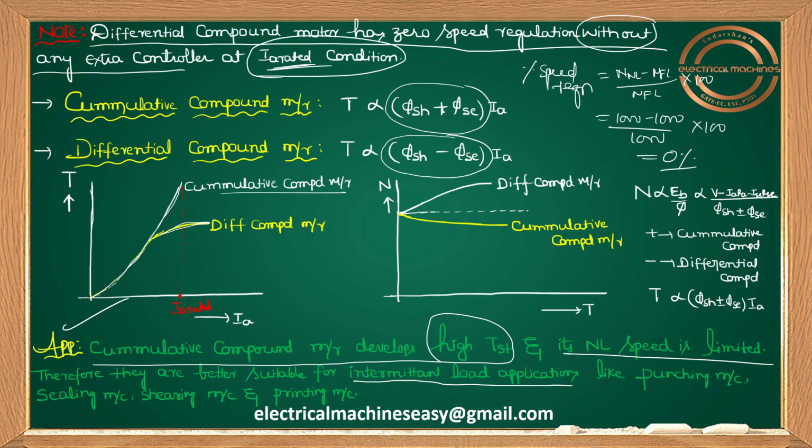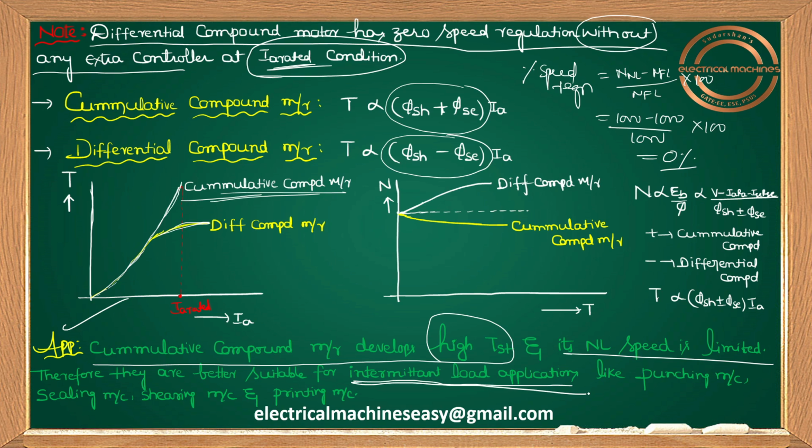But under load condition, it develops low starting torque. It's not like a series motor. That's why, obviously, what is the option for us which can be used in intermittent applications? Just like a series motor develops highest starting torque, and just like a shunt motor, no load speed is finite. So obviously, cumulative compound motor is the remedy, the solution for that.